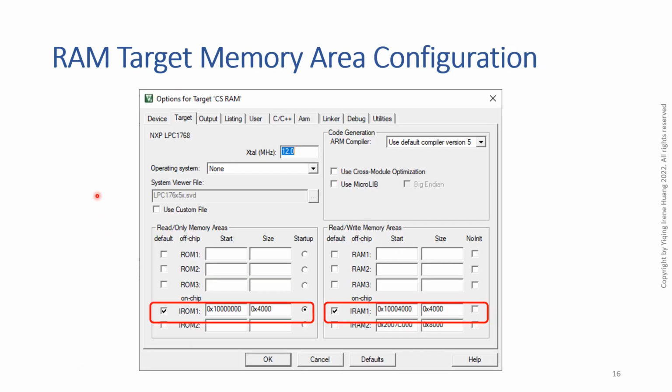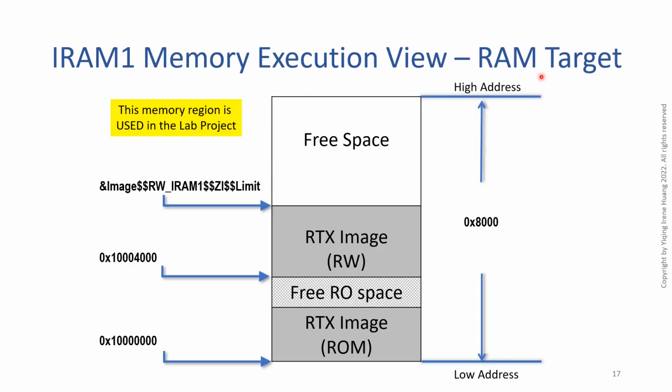Now let's take a look at the RAM target memory layout. What happens when we load the RAM target to the board? Recall that we have split the RAM portion so that the RO area uses part of the IRAM1 and the RW area uses part of the IRAM1. And we split them equally. So for the RAM target, the main memory layout is a little bit different, but it doesn't matter from a programmer's point of view, because the free space is still between the end of ZI data and the very end address of the physical memory.